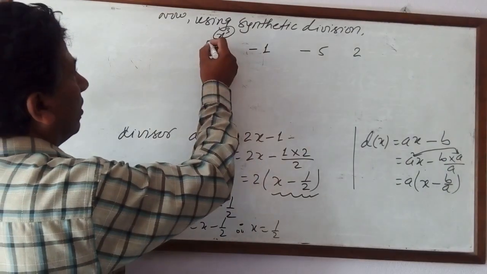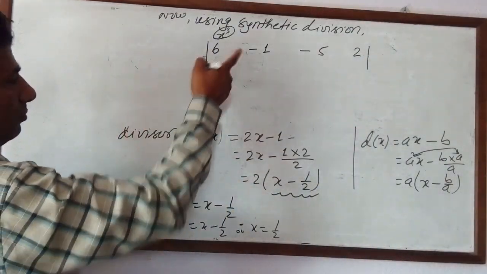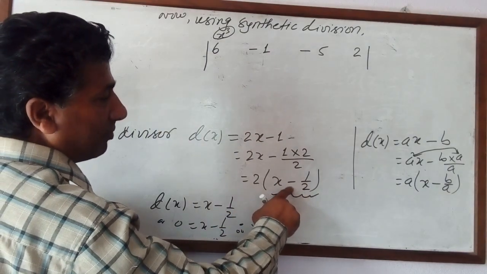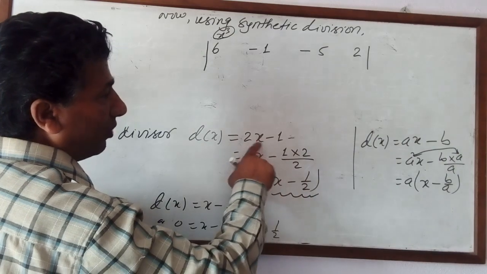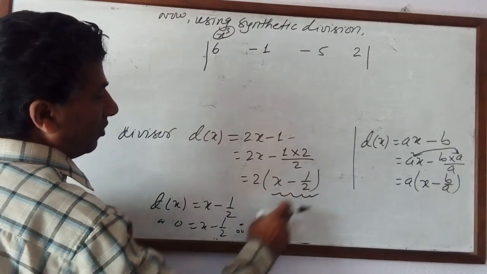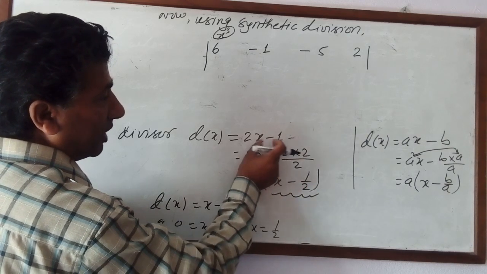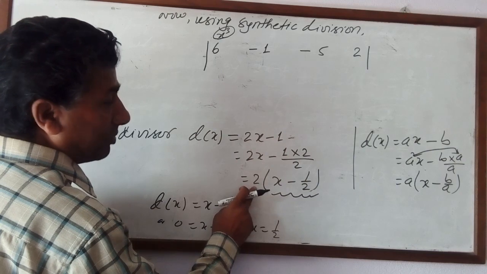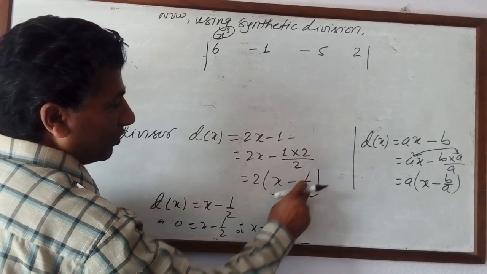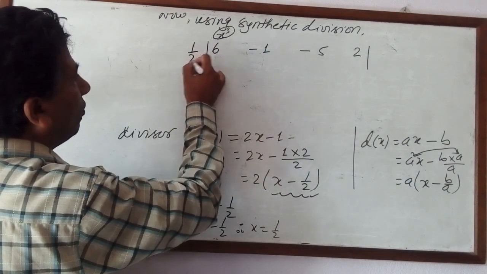Now we are dividing this polynomial by x minus 1 by 2, not by 2x minus 1. That is important. For this divisor we have taken x minus 1 by 2, not 2x minus 1. From 2x minus 1, we have separated 2. First, find the quotient for x minus 1 by 2. The value of x equals 1 by 2. I'll write here 1 by 2.